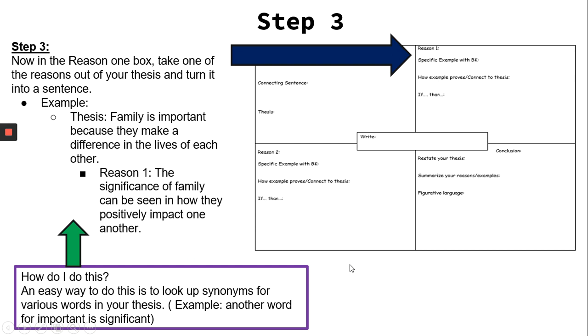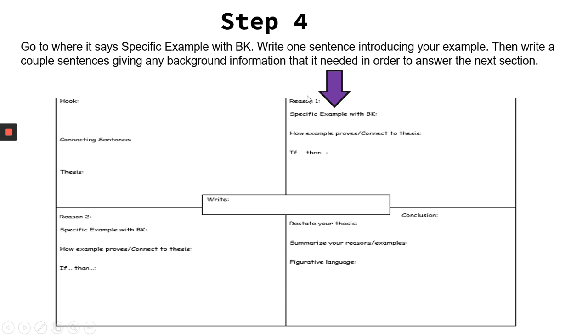So you may be asking, well, how do I do this? An easy way to do this is to look up synonyms for various words in your thesis. So another word for important is significant. Hint, hint, you can use that word in your essay. Now, go to where it says specific example with DK.